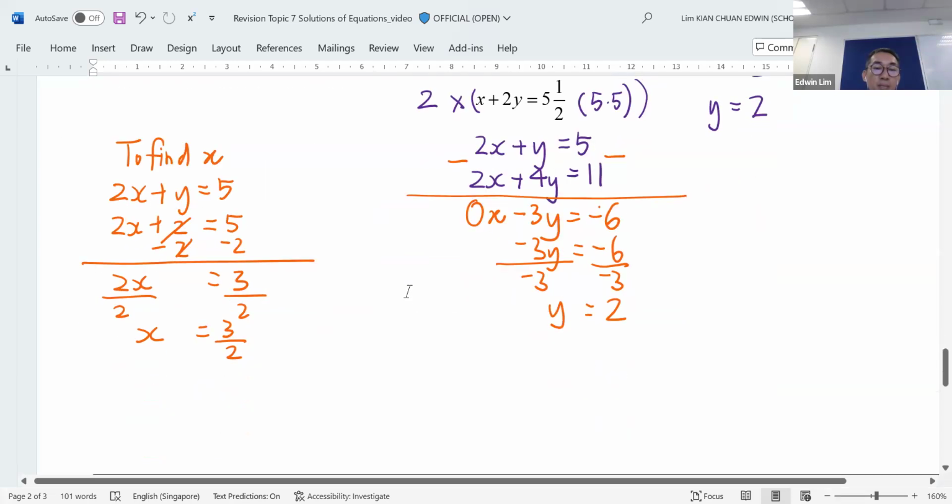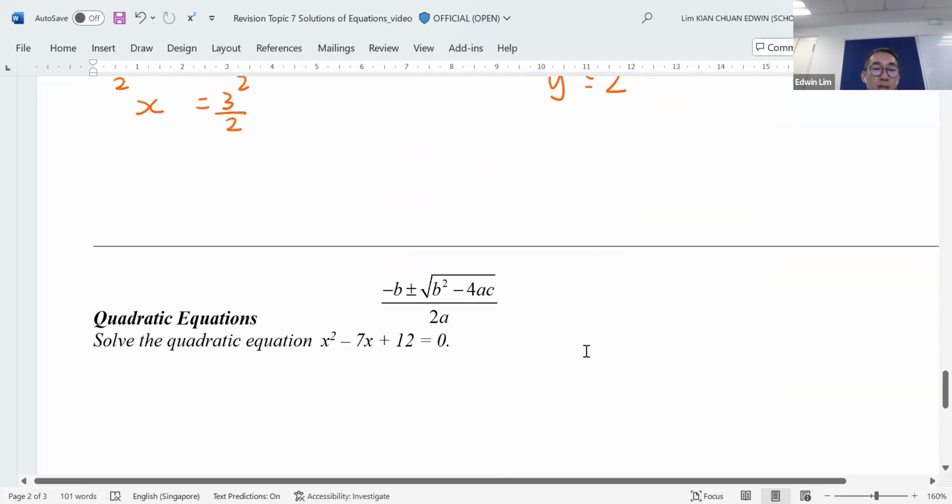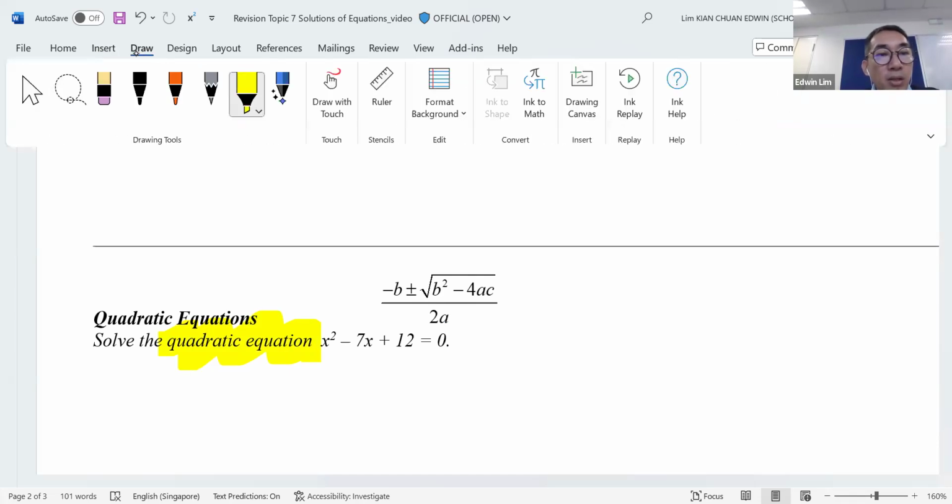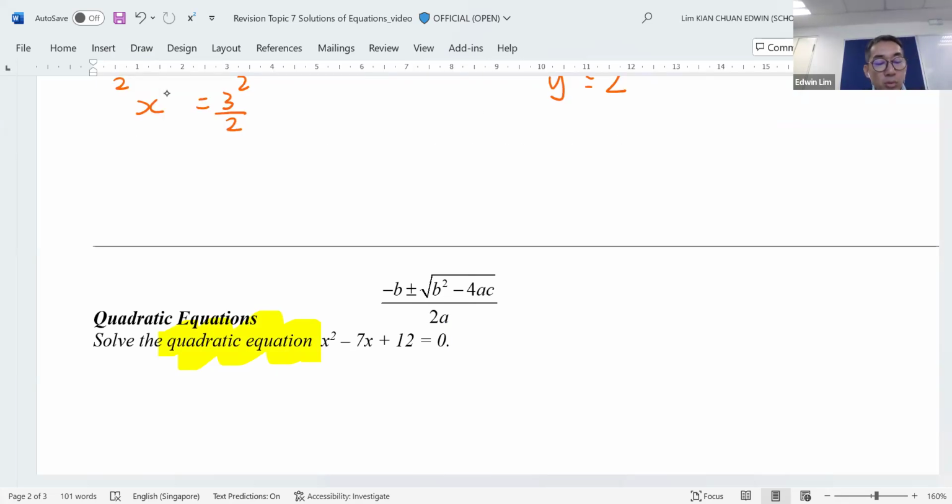Last question for the day. The moment you see this, solve a quadratic equation. All right, x squared minus 7x plus 12 equals 0. First step that you have to do is to remember: you will do 5 to 2 using the calculator. For my old calculator, 533.